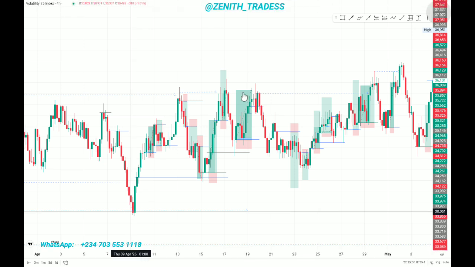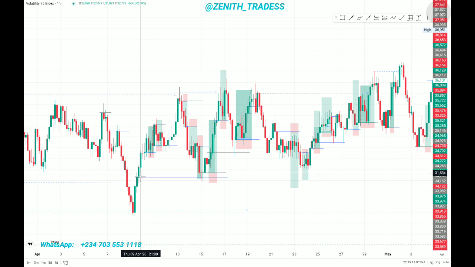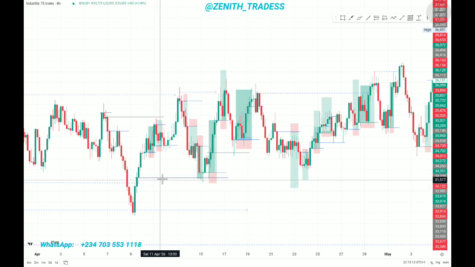We started from here, right? So look at these candles here. None of them come back to the opening price. They are directional candles but did not return. If they did not return, no entry for you.